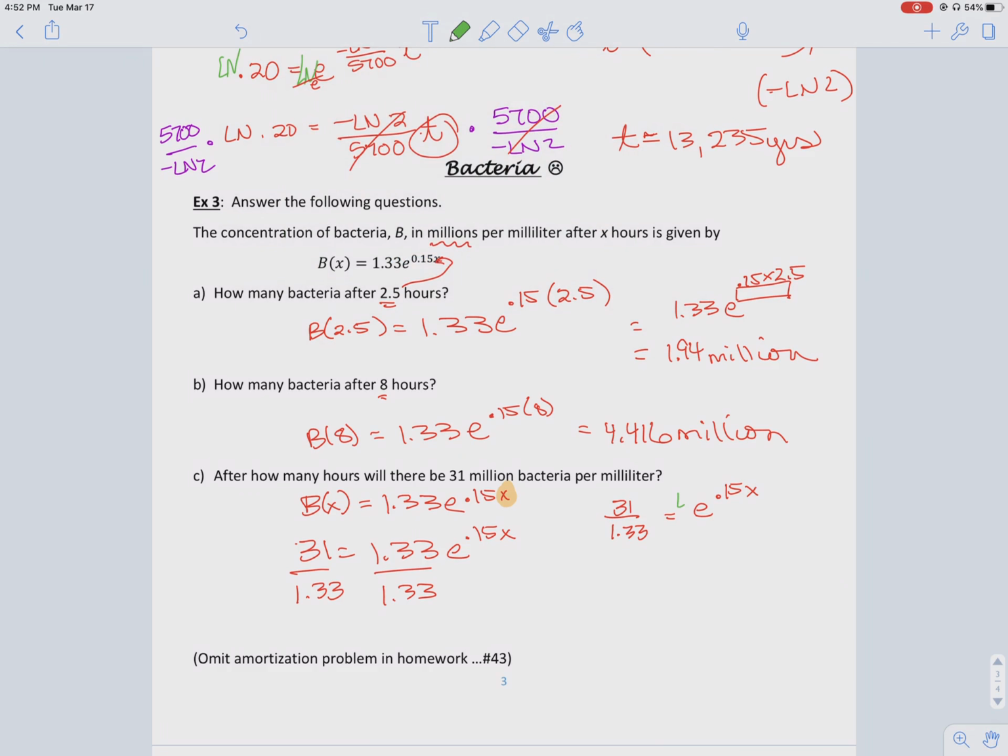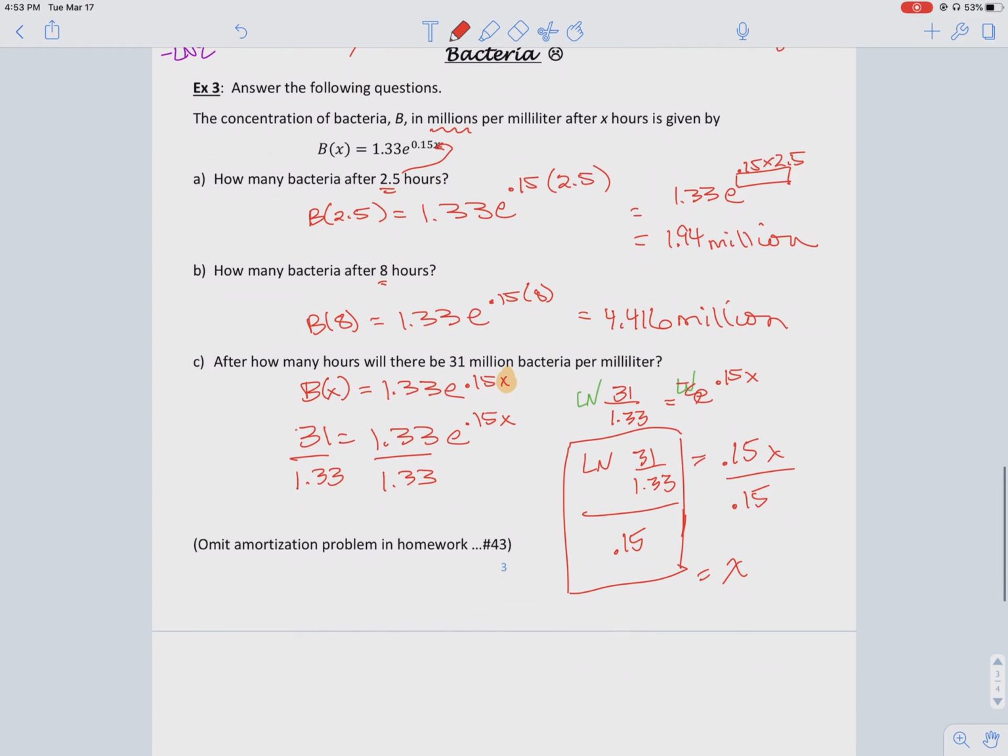So now I'm just going to take the ln of both sides. Natural log of both sides. So I'll have the natural log of 31 over 1.33 is going to be equal to, those are going to cancel out, 0.15x. So now I just have to divide by 0.15. So you just need to stick this in your calculator. Of course, the way to do that is to put ln of 31 divided by 1.33 divided by 0.15. So you should get about 21, it's 20.99, so 21 hours.